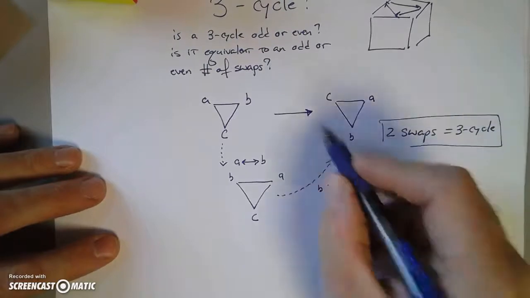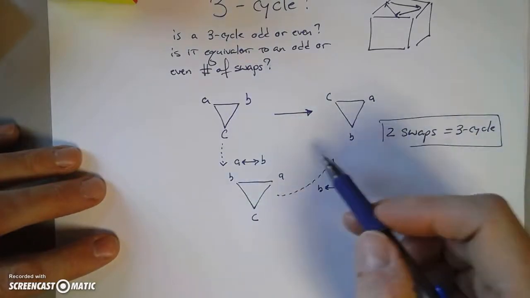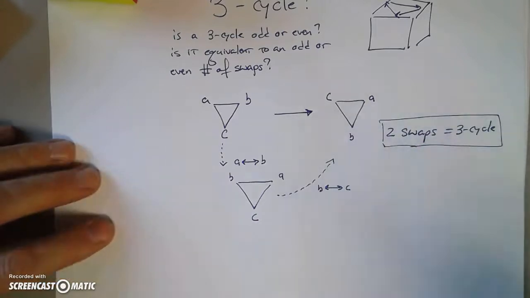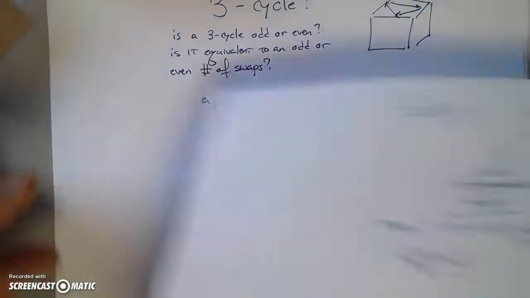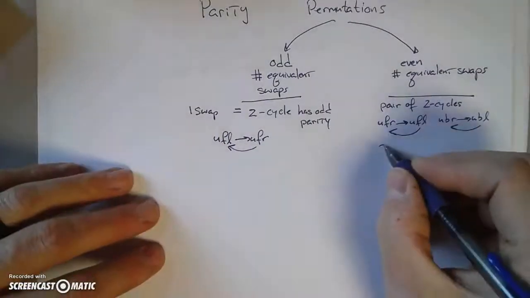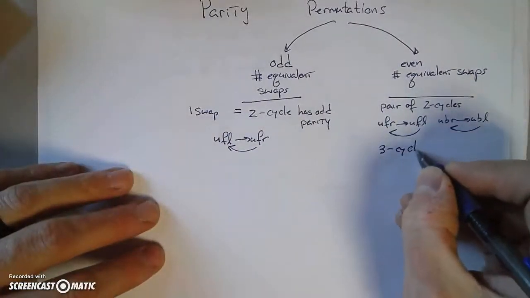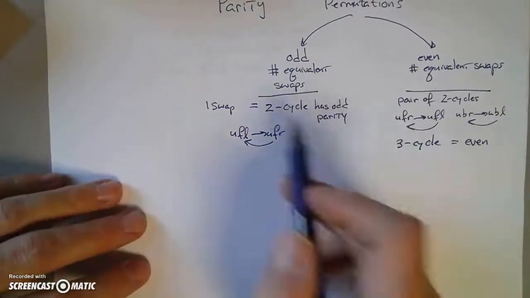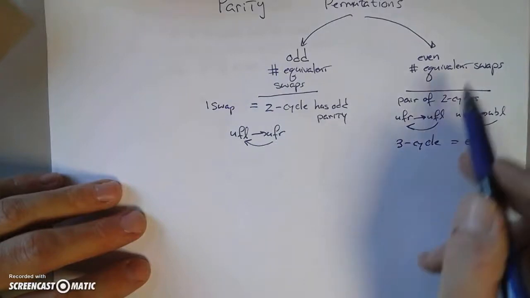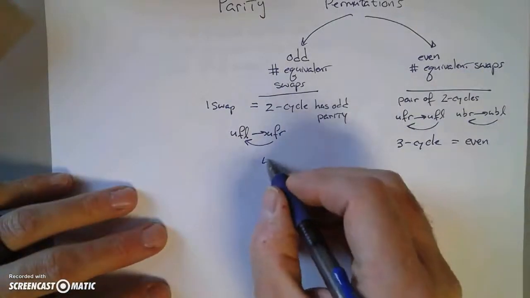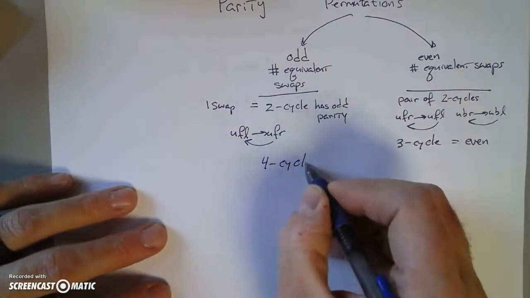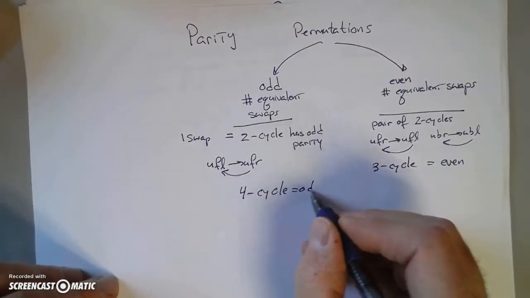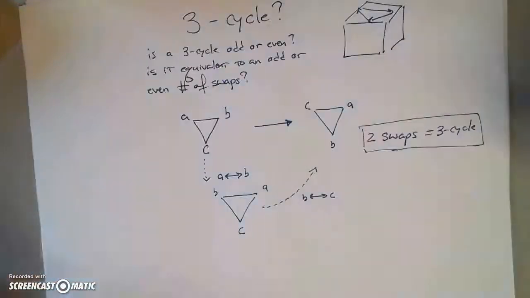And so this little diagram, if you will, this little argument is to make it believable that a 3-cycle would be 2 swaps. 2 is an even number, so then a 3-cycle would be even. It would have even parity. Now, if a 2-cycle is odd and a 3-cycle is even, it seems believable that a 4-cycle would be odd. But I do want to show you, I'll do one last example.